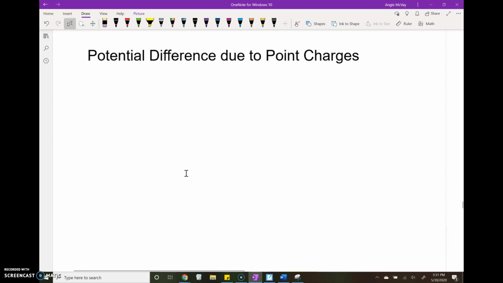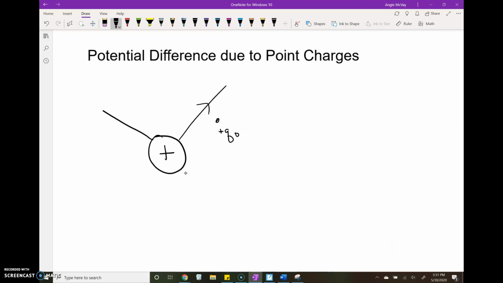One last thing I would like to take a look at is potential difference due to point charges. This isn't nearly as common in problem solving for the IB curriculum, but I want to include it for the sake of completeness. Let's say we've got a big positive charge here. What direction would the electric field point? Remember, place a small positive test charge. What would it do in a region outside of a large positive charge? It would be repelled. So you try and draw evenly spaced electric field lines, indicating that a positive test charge would be repelled.